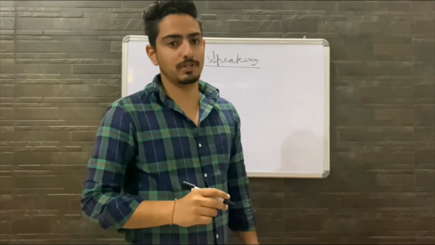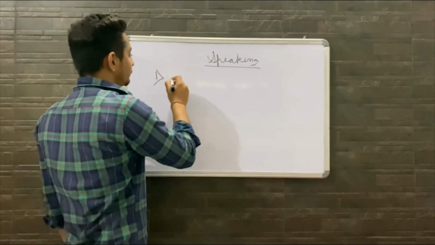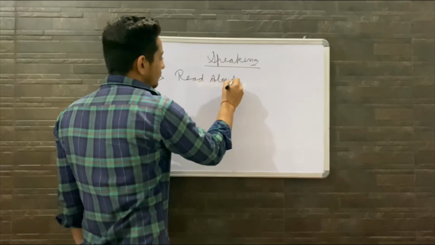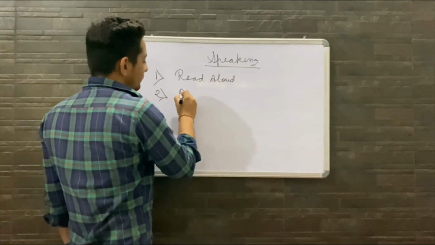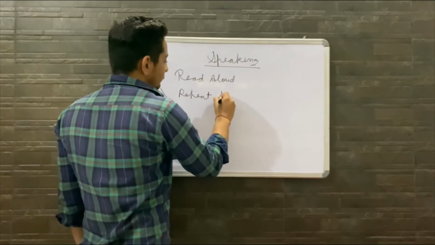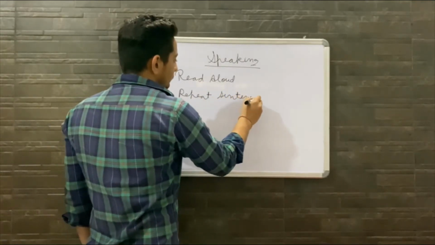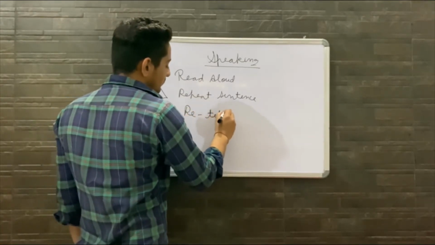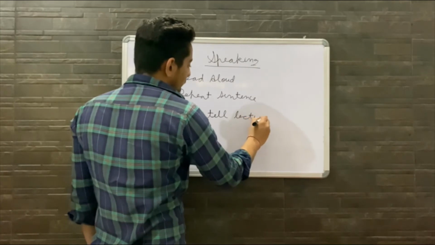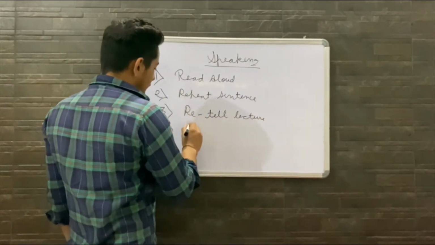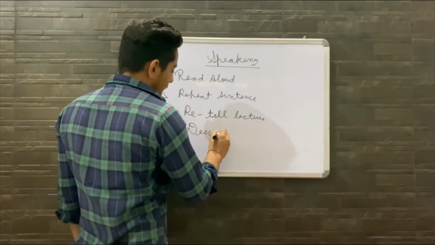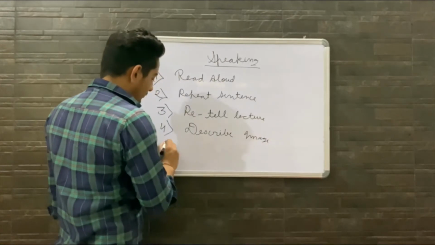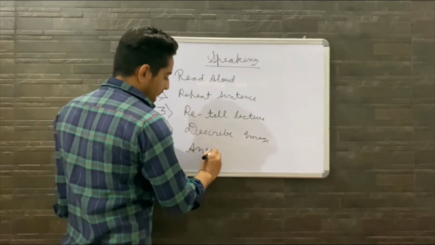Speaking has 5 subparts. First, read aloud. Second, repeat sentence. Third, retell lecture. Fourth, describe image. And fifth, answer short questions.